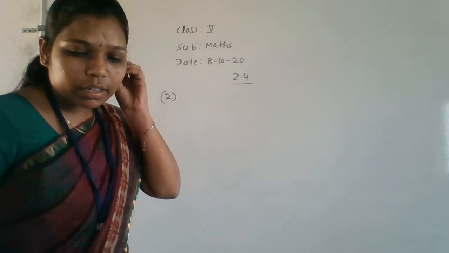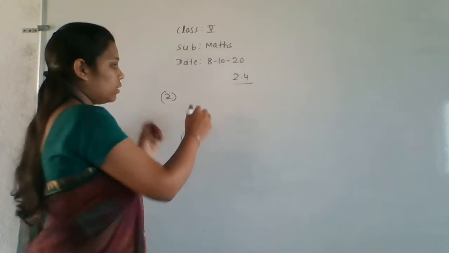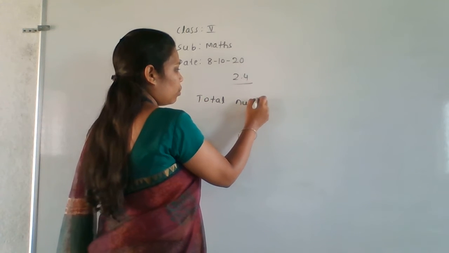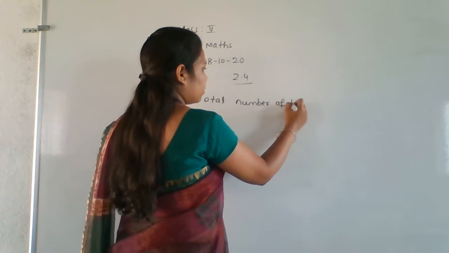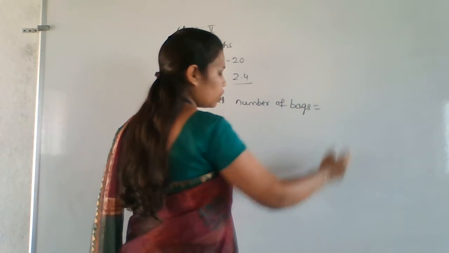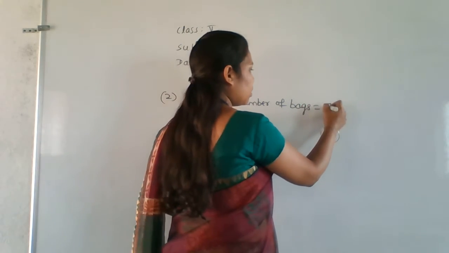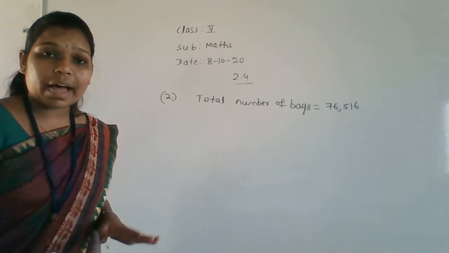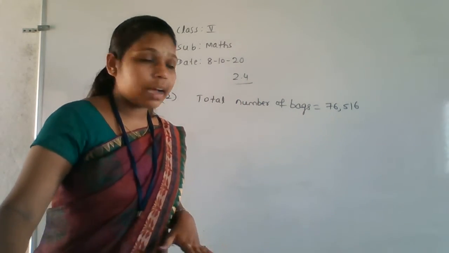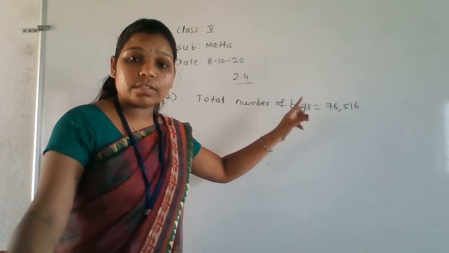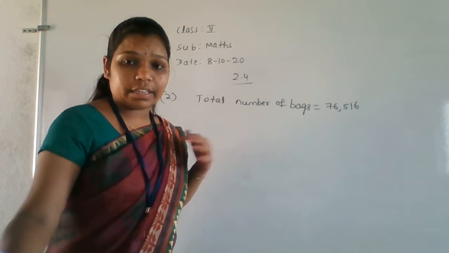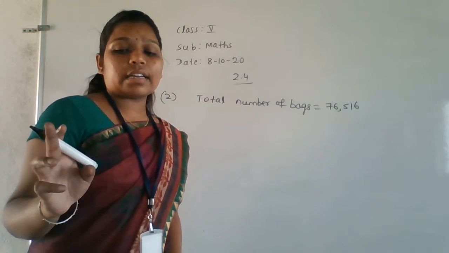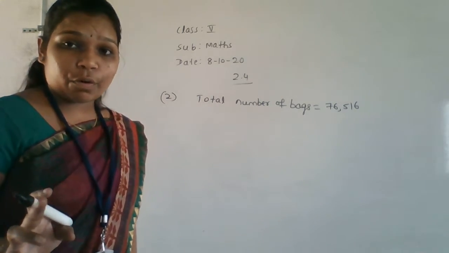Right here, the total number of bags, that is equal to how much? 76,516. Total number of bags, how many are there? 76,516 they gave here. Okay, next is what they gave: if one truck can carry 74 bags.